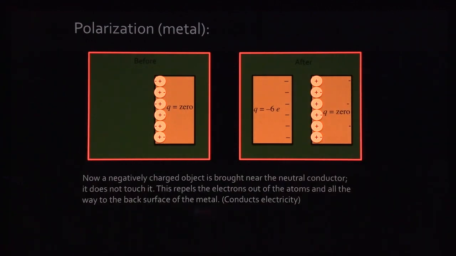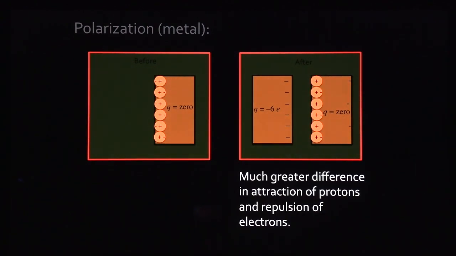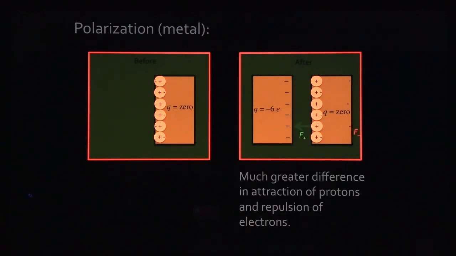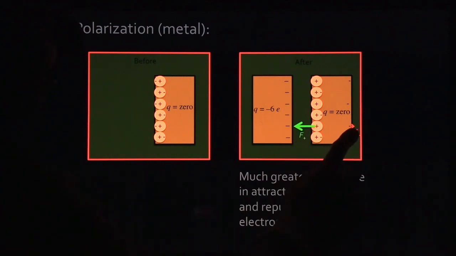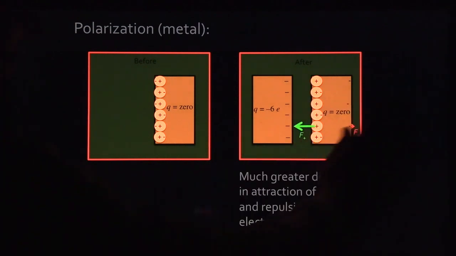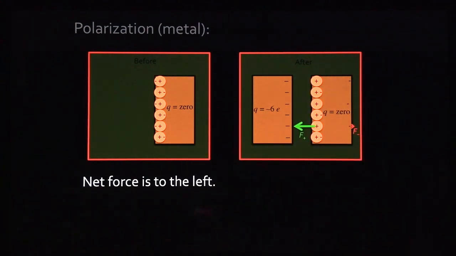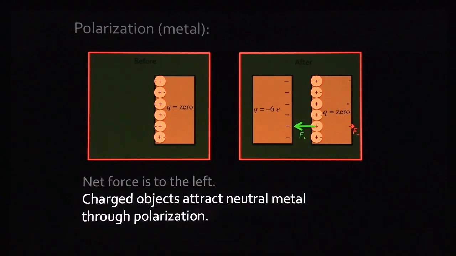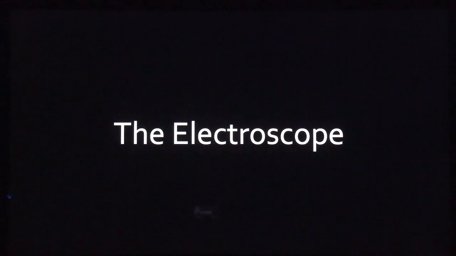Nice. Right there. So, there's a much greater difference in attraction of the protons and repulsions of the electrons. I'll put the arrows in. Look at the flashing, the attraction here. So this might be 6 newtons, and this might be only 1 newton. The net force on this object here is 6 minus 1, or 5 newtons of attraction, and the net force is to the left. And the charged object attracts the neutral metal through polarization. Now this, you don't have to copy because it's enough to do the non-metal. I don't want to get too much into that.